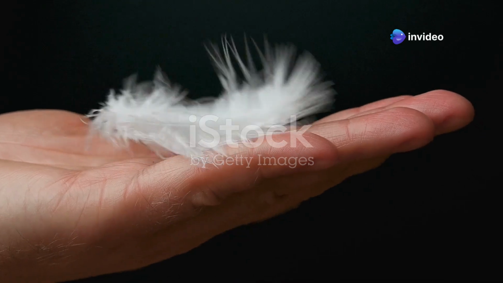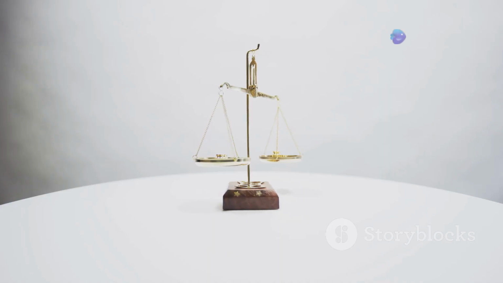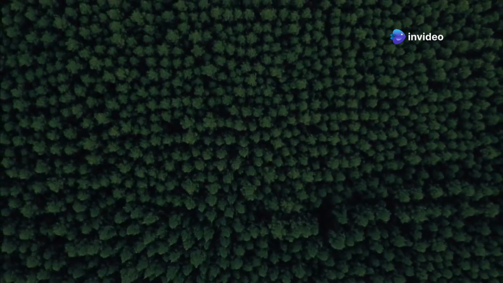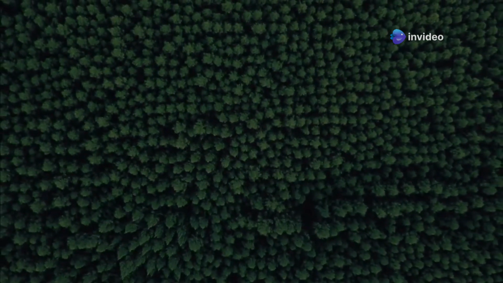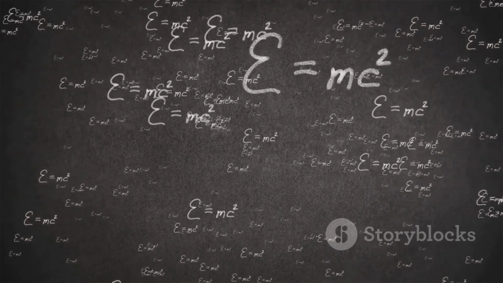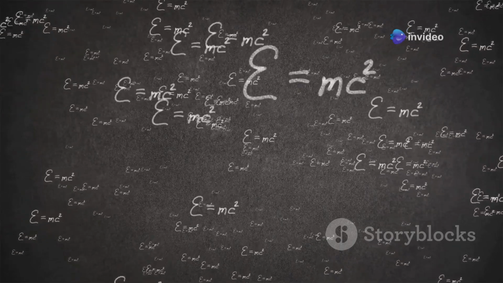Imagine holding a feather in one hand and a rock of the same size in the other. The rock feels much heavier even though both objects occupy the same amount of space. This difference in heaviness for a given volume is what we call density. In essence, density describes how tightly packed the matter is within a given space. We can express this concept mathematically with a simple formula: density, rho, equals mass, m, divided by volume, V.